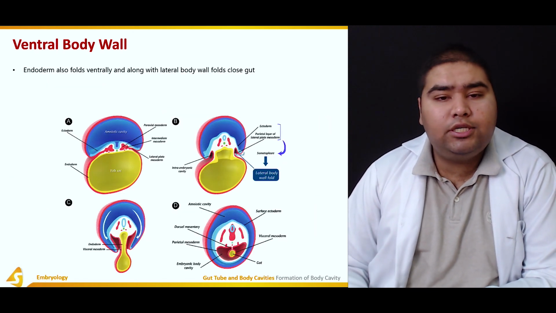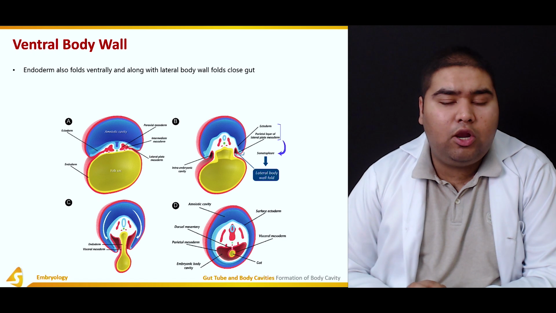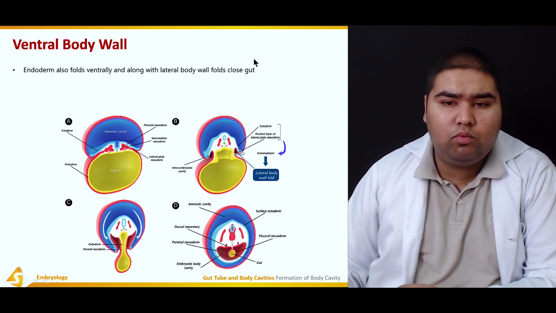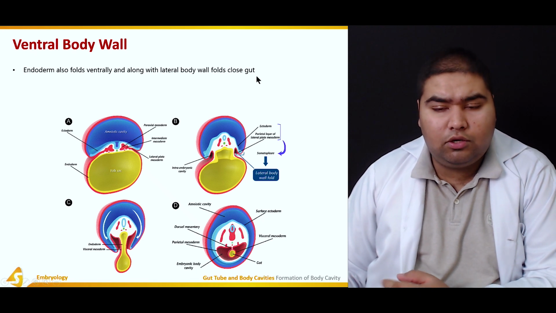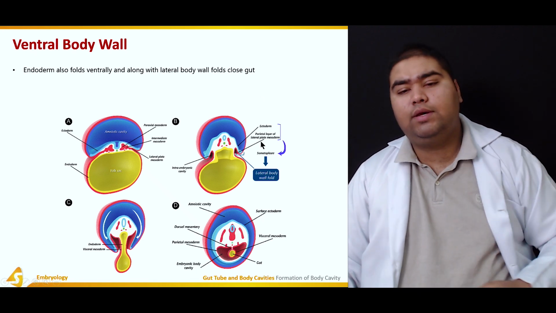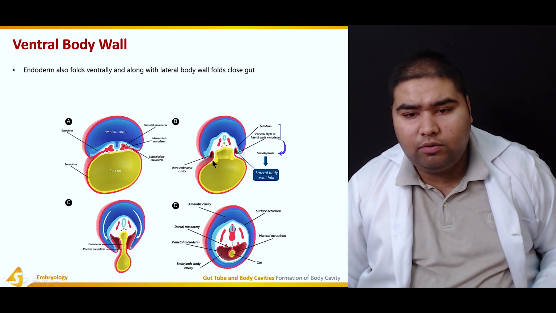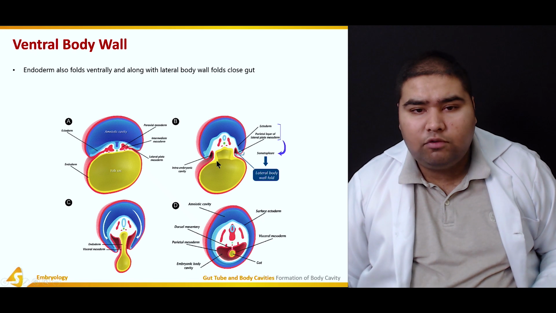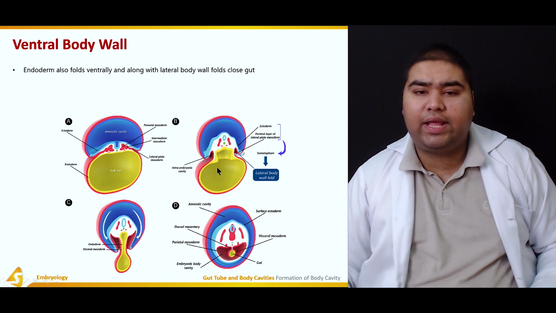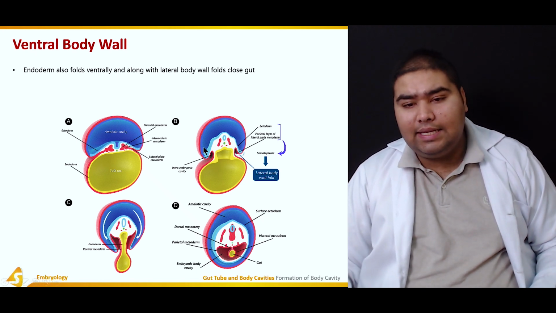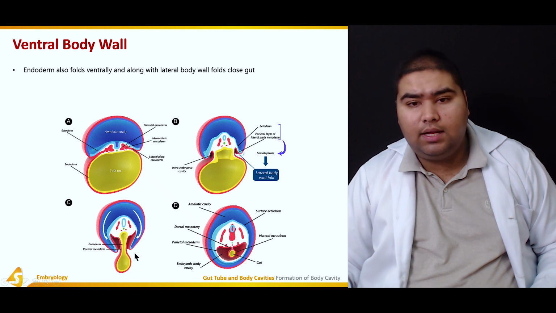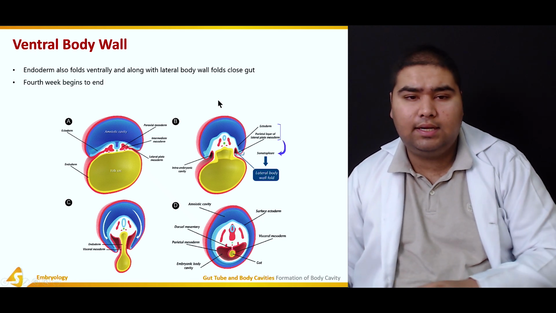Okay. Endoderm also folds ventrally along with the lateral body wall folds and closes the gut. Now you can see endoderm is also folding ventrally, and along with these lateral body wall folds, this endoderm is going ventral, and then along with these it also closes the gut.